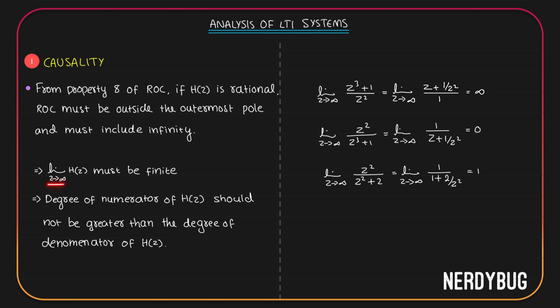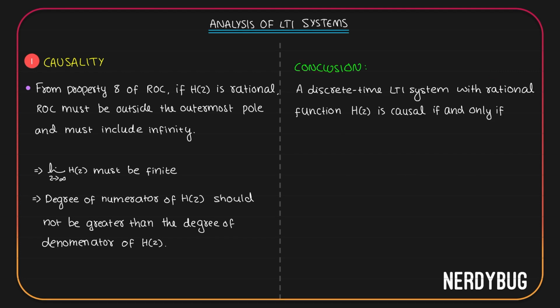Therefore, for the limit as z tends to infinity of H(z) to be finite, the degree of the numerator of H(z) should not be greater than the degree of the denominator. The degree of the numerator can be less than the degree of the denominator. The degree of the numerator can be equal to the degree of the denominator, but the degree of the numerator cannot be greater than the degree of the denominator.